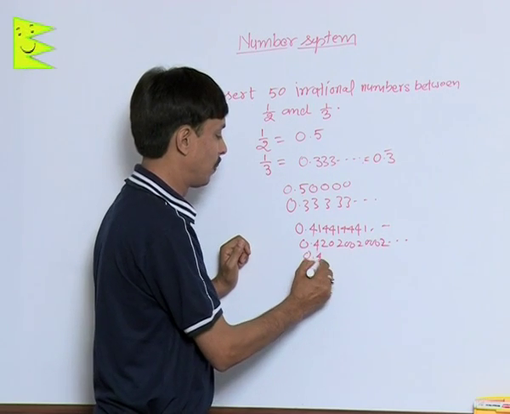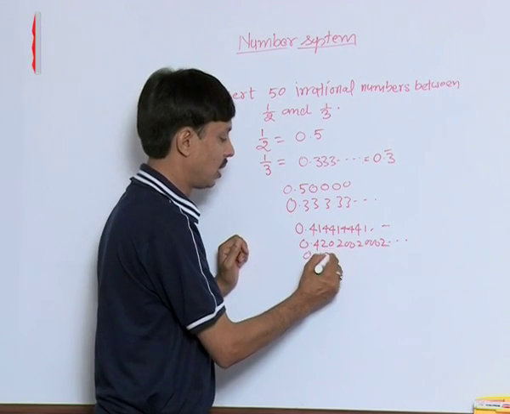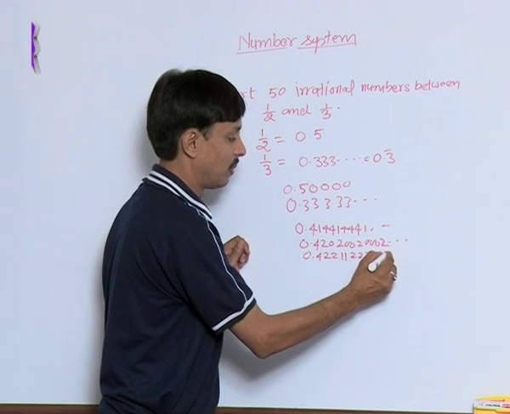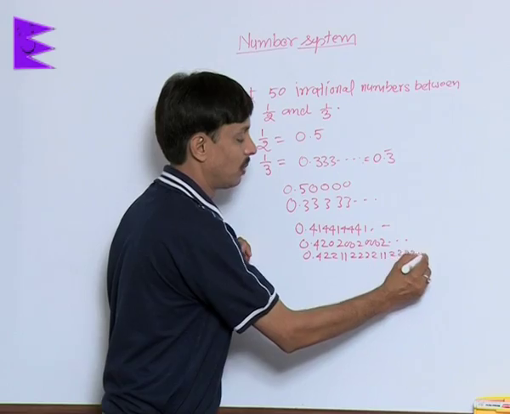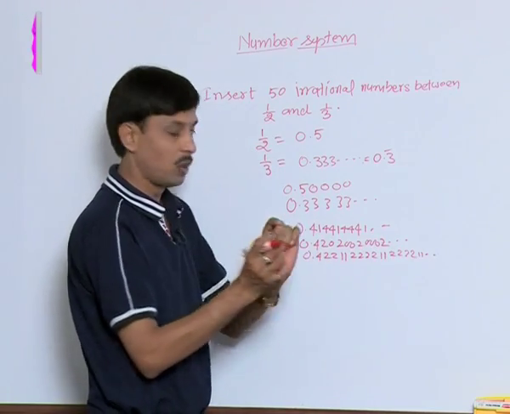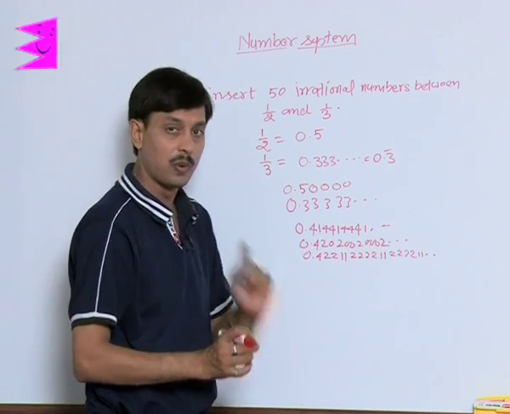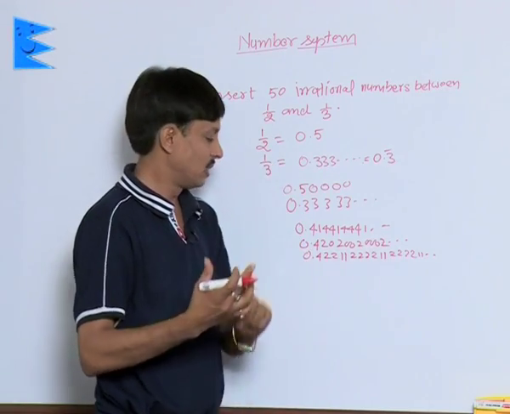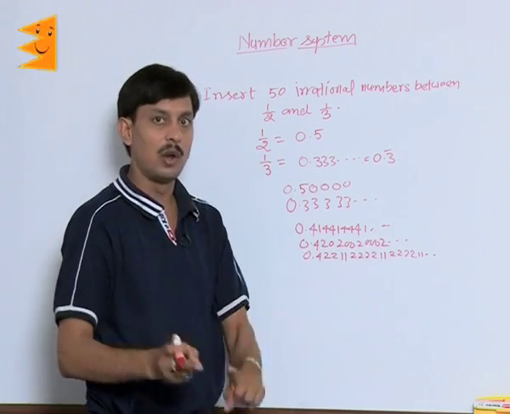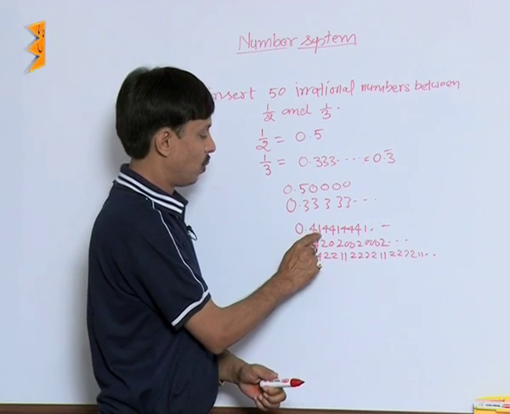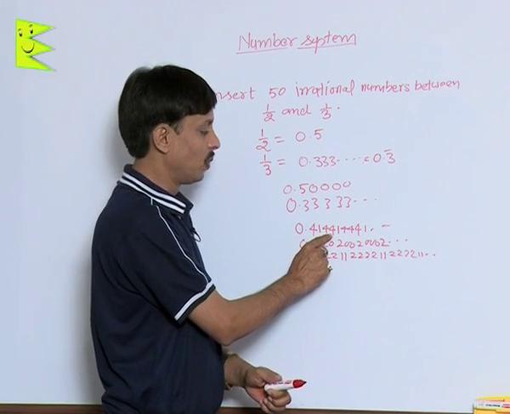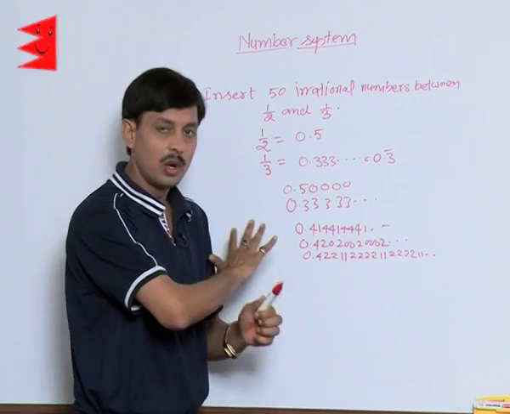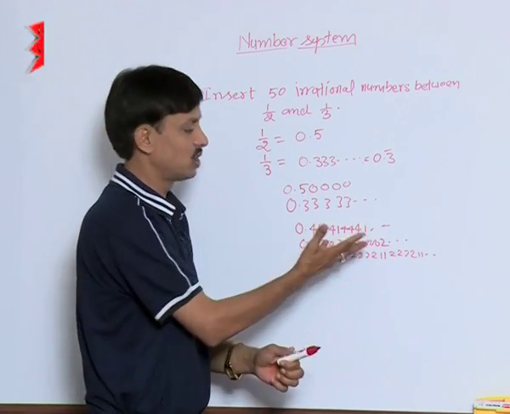Similarly 0.4, you can say 2211, then 222211, then 22222211. So you have to begin with what? 0.4, and then you have to write such a sequence where numbers will not repeat. Here 1, then 2 fours, then 1, then 3 fours. So no termination is there, no repetition is there, just a pattern.